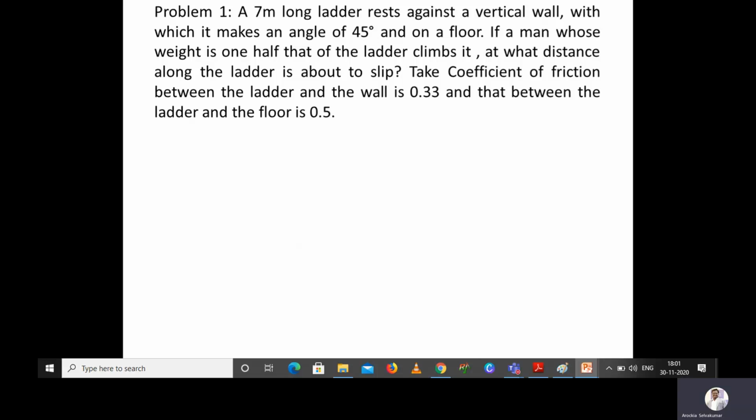Today we will see one more example in ladder friction. The given problem is a 7-meter long ladder rests against a vertical wall with which it makes an angle of 45 degrees and on a floor. If a man whose weight is one half that of the ladder climbs it, at what distance along the ladder is it about to slip? Take the coefficient of friction between the ladder and the wall as 0.33 and that between the ladder and the floor as 0.5.